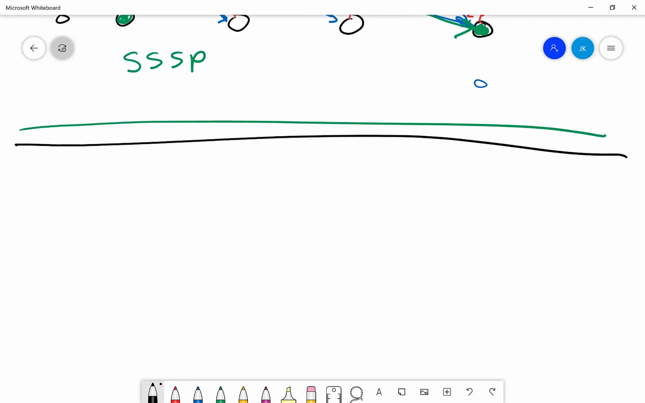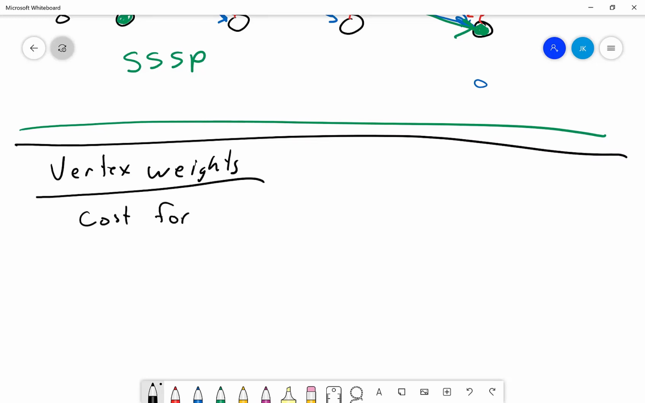Another thing that you'll see come up quite a bit is things that have vertex weights. Okay, and so a vertex weight is where there is a cost for going to or through a vertex. At least this trick is easier to see when you have a directed graph than when you have an undirected graph. It doesn't work quite the same way.